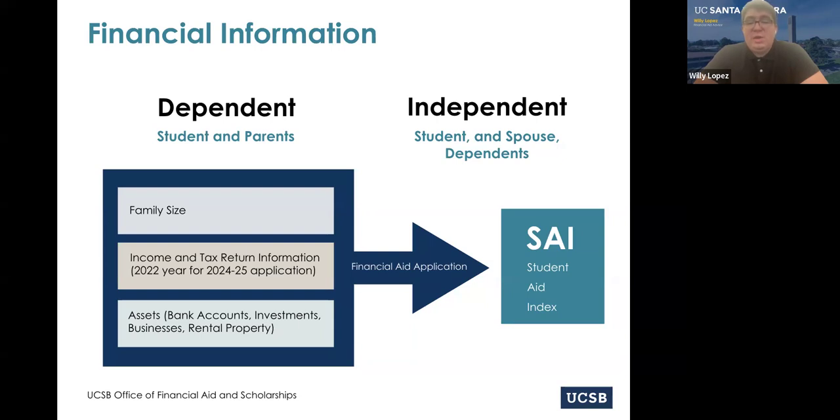Now, the difference with dependent and independent students is that independent students are students that are above the age bracket, are married, military, or emancipated minors. All independent students will just fill in their own information. They don't need any parent information in order to get their SAI, to calculate how much financial aid they need.